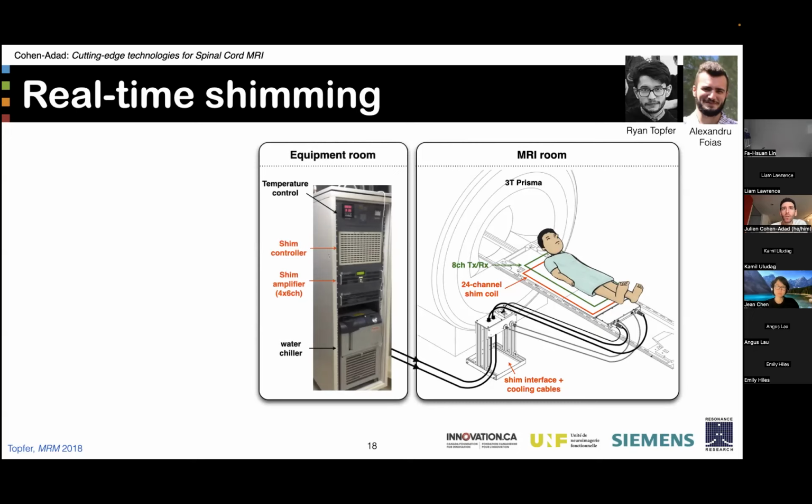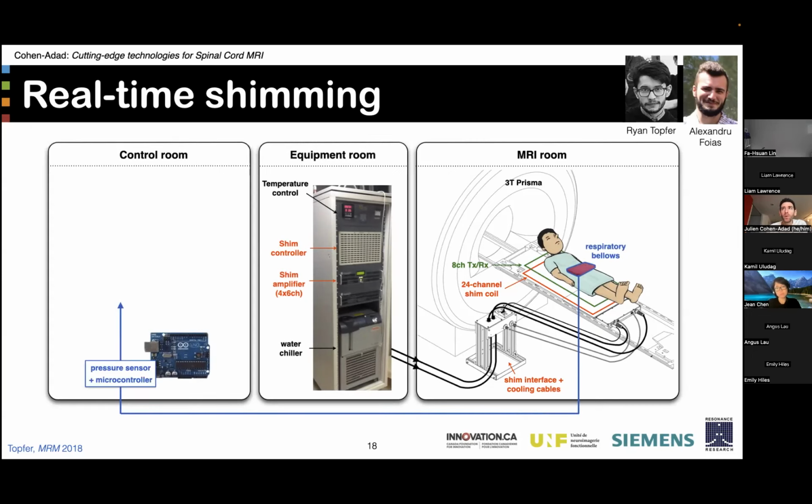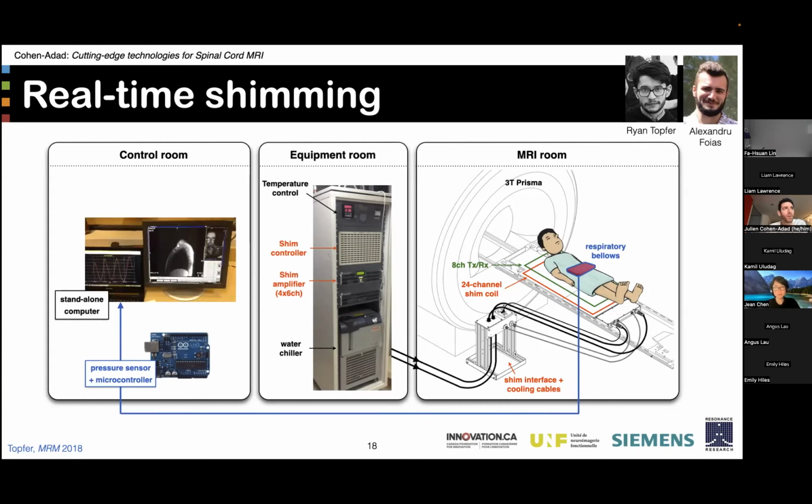The shim coil is controlled by a dedicated amplifier that sits in the equipment room. And we also record the respiratory trace from the subject, and that goes into a custom microcontroller that goes into a laptop, and that laptop is connected to the scanner console in order to acquire the B0 field maps as they are being reconstructed, and in parallel also having the respiratory trace.